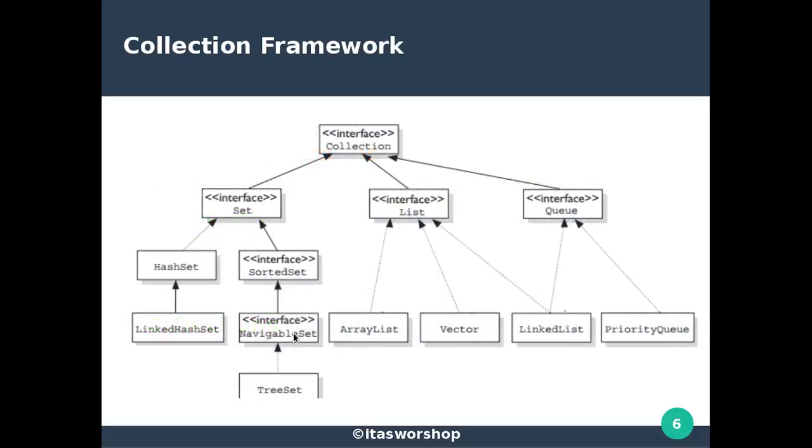Next, this is the structure of the collection framework. We have the Collection interface. From the Collection interface there are three interfaces extending it: Set interface, List interface, and Queue interface. From Set interface there are HashSet and LinkedHashSet, and other interfaces like SortedSet and NavigableSet extending the Set interface. Under List interface we have three things: ArrayList, Vector, and LinkedList. LinkedList implements the List interface as well as the Queue interface. And there is PriorityQueue which is also implementing the Queue interface. So basically three main interfaces: Set, List, and Queue, and other classes and interfaces come from them.